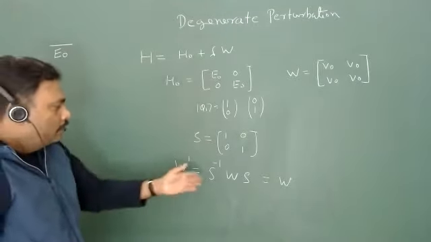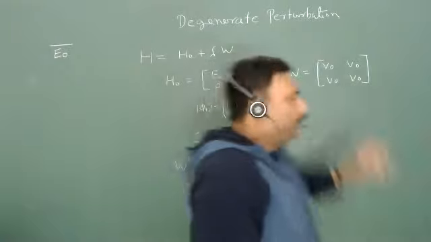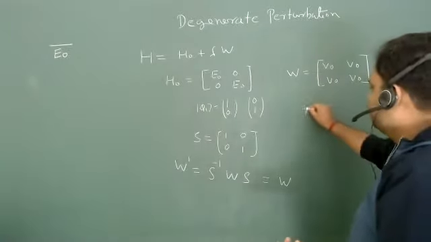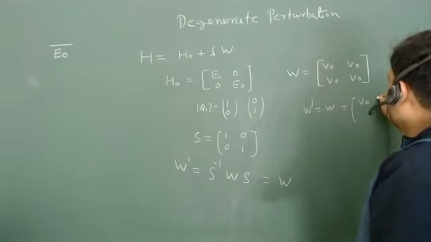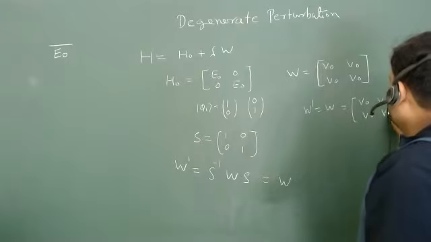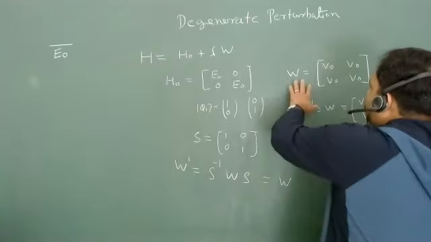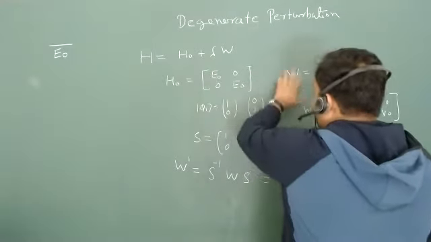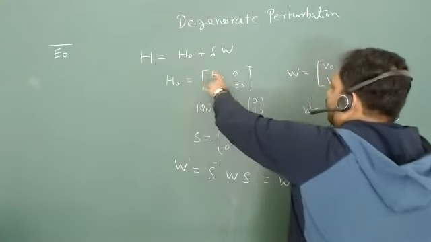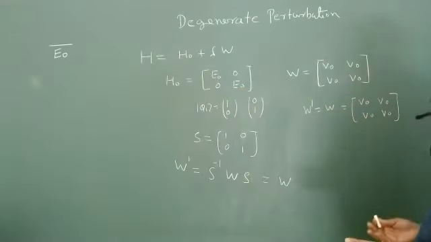And now we have W dash, which is actually W. So yes, you can find W dash the same as W, and this is nothing but V naught, V naught, V naught, V naught. Now what we have to do? We have already written W in a basis of vectors in which H naught is diagonalized. So these are the vectors, and this is my W dash. And now I have to diagonalize this particular W dash.